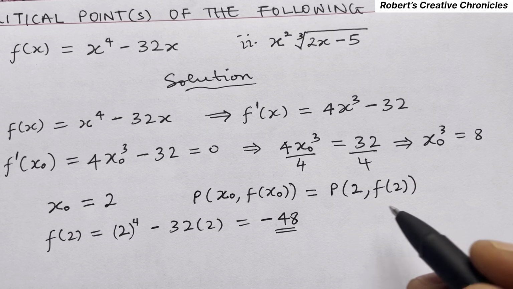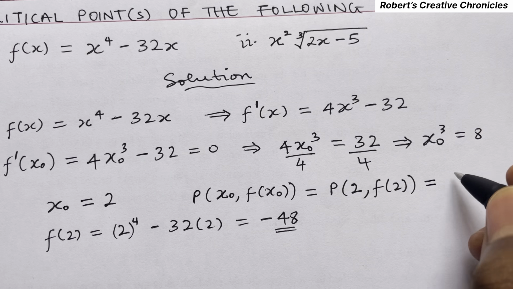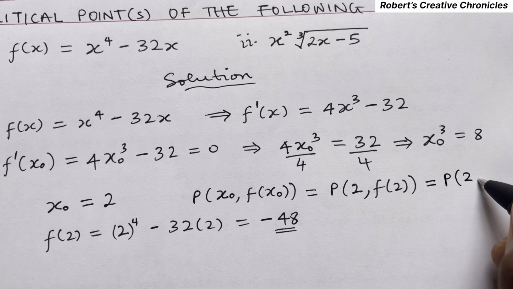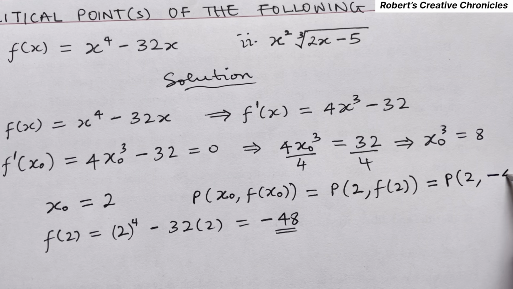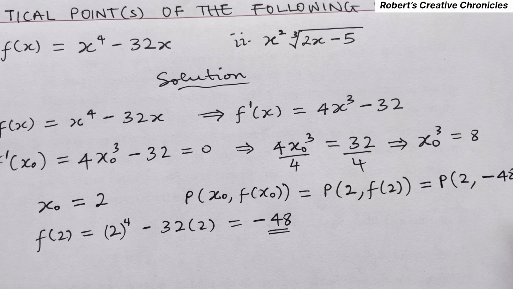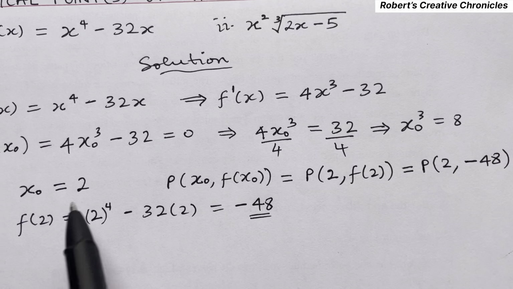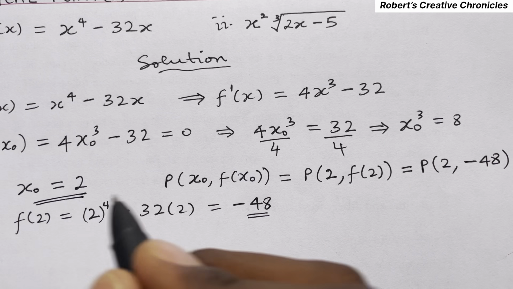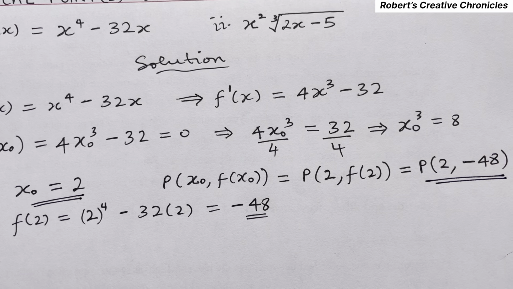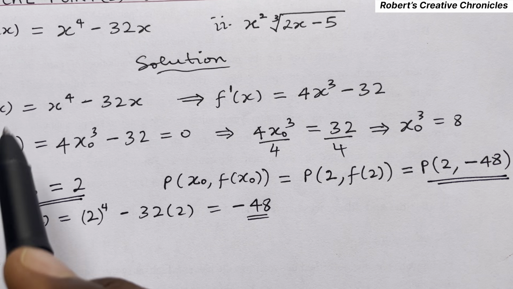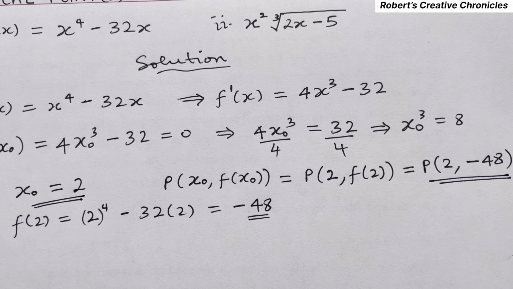So now this critical point becomes 2 comma negative 48. So this is the critical number and this is the critical point. So we have successfully solved the first one. Let's move to the second one.